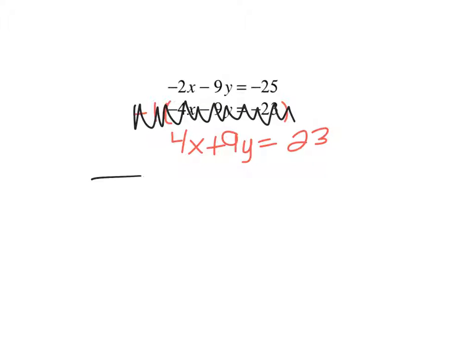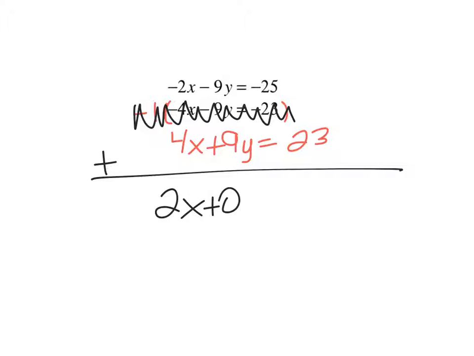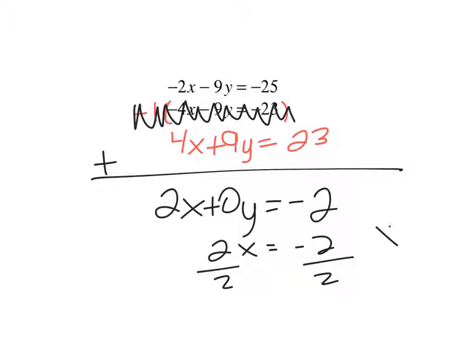Now from there, I want you to go ahead and solve it. You're going to get 2x, because positive 4 and negative 2. You're going to get 0y, and you're going to get negative 2. 2x equals negative 2, x equals negative 1, okay?